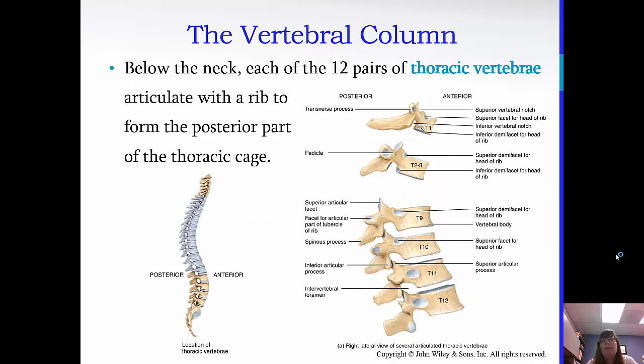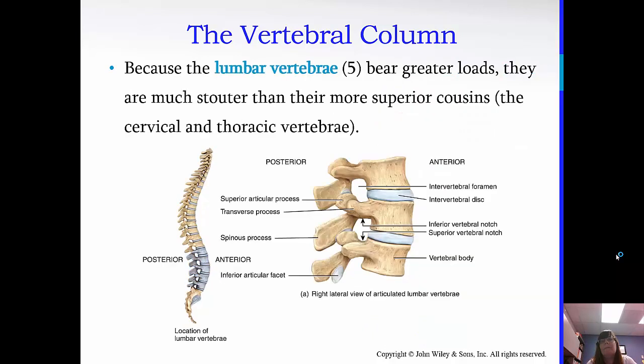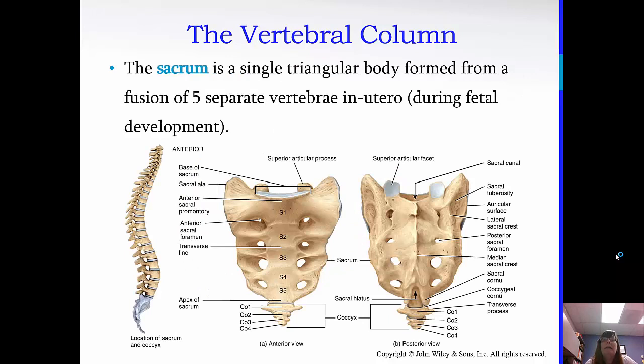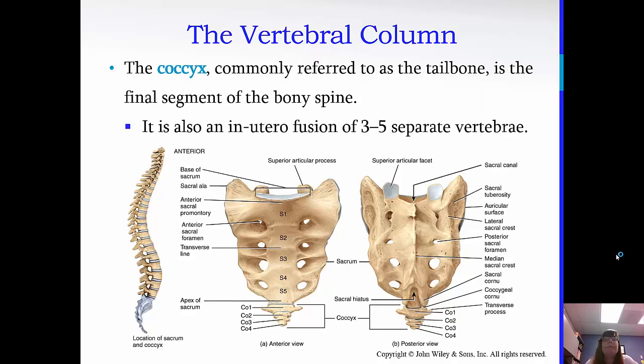Then you have the 12 pairs of thoracic. The 5 lumbar, again, they're a lot thicker because they bear more weight. The sacrum formed from the fusion of 5 different vertebrae during fetal development, so usually S1 to S5. And then the coccyx is that tailbone, and that can be anywhere from 3 to 5 fused vertebrae, as I just said.